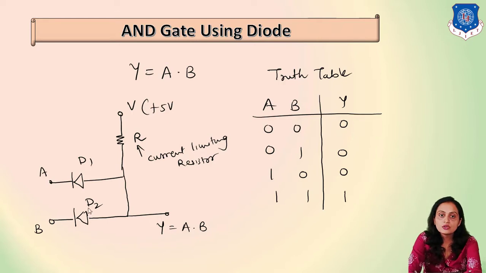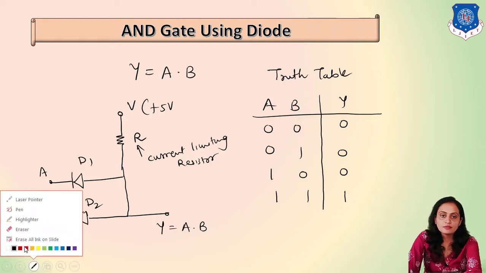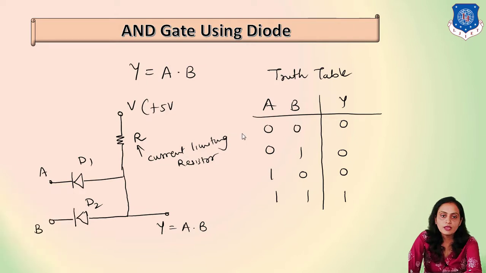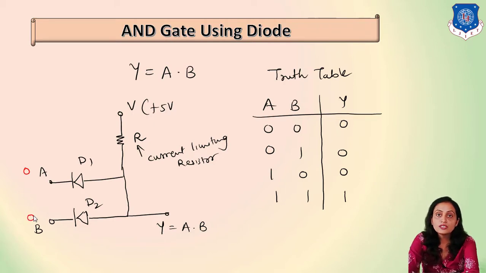Which is used so that the diodes D1 and D2 will not get damaged. Now we will see, let us consider the inputs are 0, both the inputs are 0, then what will happen? If both the inputs are 0, then you can see this is the anode of the diode, this is the cathode of the diode, this is the anode of the diode, this is the cathode of the diode.